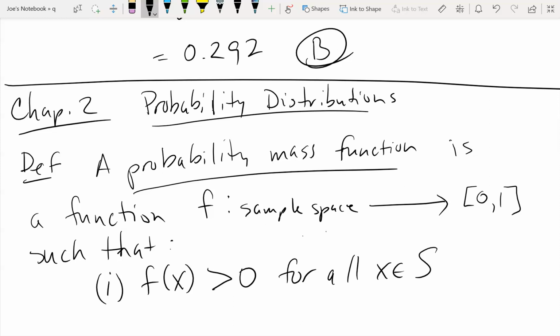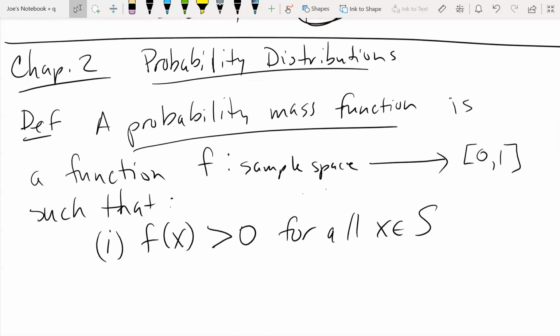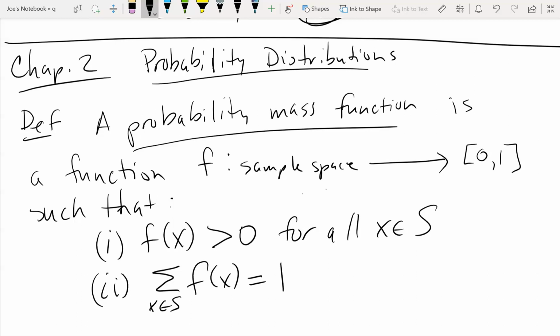All right, so what are some other ideas that we want? Well, I want to make sure that if I take everything out of the sample space and exhaust all the possibilities, those probabilities should all add up to 1, right? So in the discrete case, if I take the sum over all x's in the sample space of the probability mass function, I better get 1.